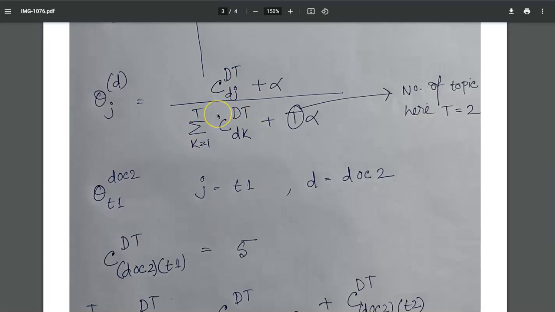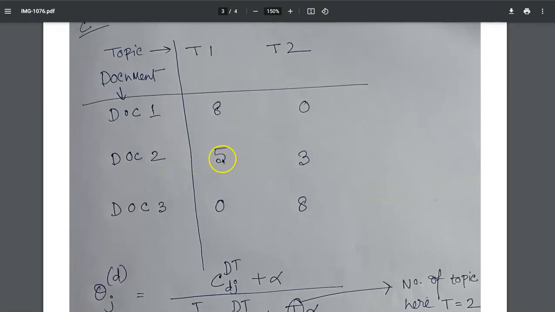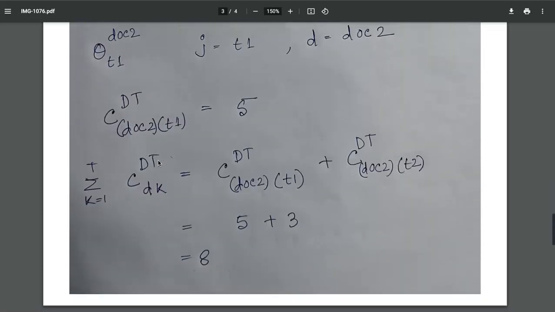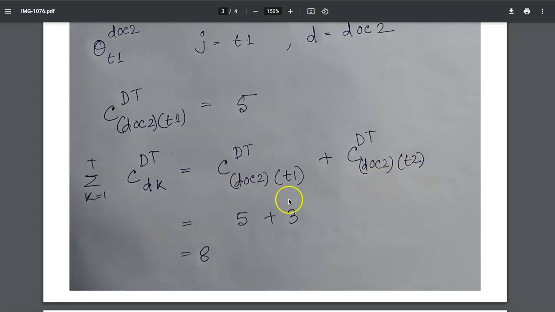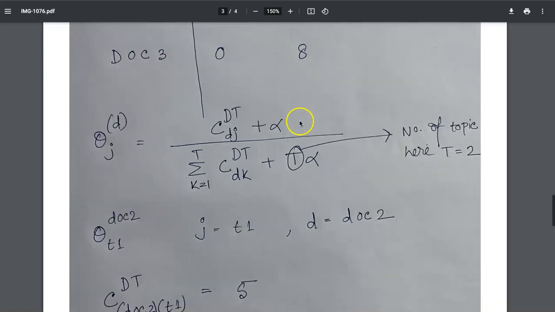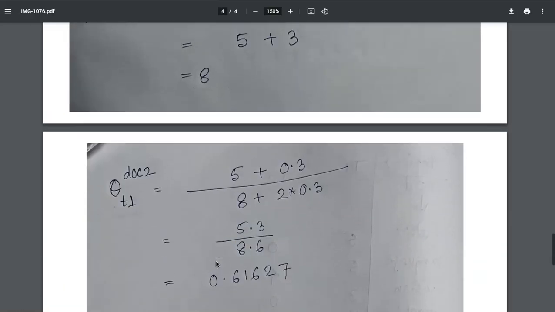And what is the denominator? In the denominator, d is fixed, the document is fixed, but k, the topic, is changing. So you need to sum over all the topics in document 2. So document 2 t1 plus document 2 t2: 5 plus 3 is 8. Now you just put in the values. So 5 plus 0.3 as alpha is given 0.3, and the denominator is 8 plus the number of terms, 2, into 0.3. If you calculate, it is 0.627 or something like that.